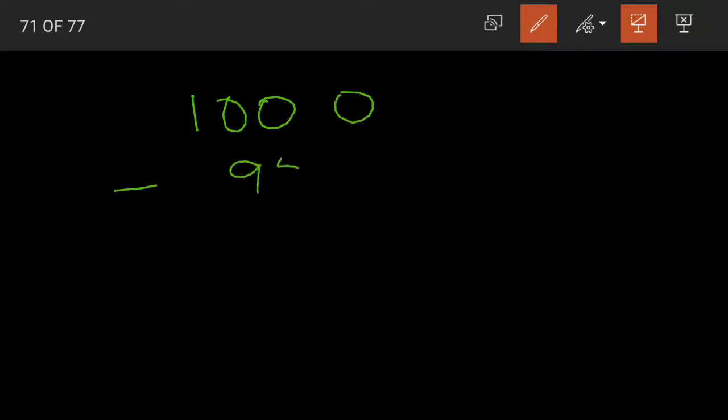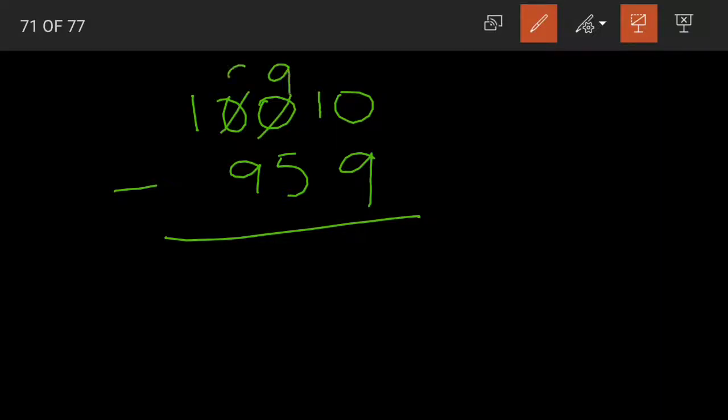1000 minus 959. Now 0 minus 9 is not possible, so we need to borrow. How to do the borrowing? First 0 becomes 10. The other zeros become 9. And after the zeros, whatever number we are having, we need to subtract 1 from it. So 1 minus 1 becomes 0. Clear, children? So starting from the ones place, 10 minus 9, 1.